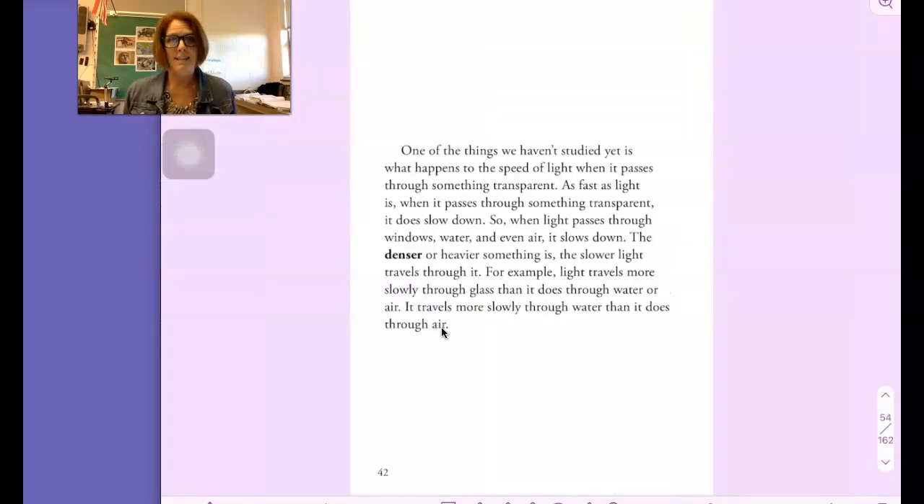One of the things we haven't studied yet is what happens to the speed of light when it passes through something transparent, which means see-through, like water or glass. As fast as light is, when it passes through something transparent, it does slow down. So when light passes through windows, water, and even air, it slows down. The denser or heavier something is, the slower light travels through it. For example, light travels more slowly through glass than it does through water or air. It travels more slowly through water than it does through air.